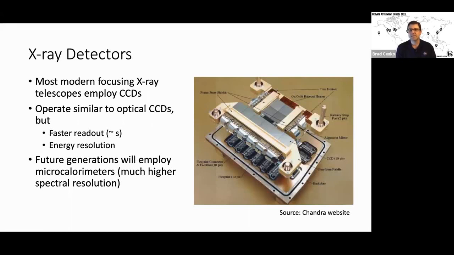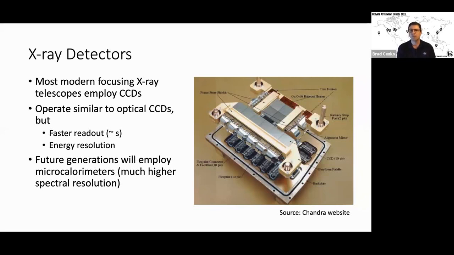So we talked about telescopes. I'm going to talk very briefly about X-ray detectors. Most modern focusing X-ray telescopes employ charge-coupled devices, or CCDs. This is very similar to what we learned about when we were going through the data reduction from optical telescopes. The biggest difference is that they have a much faster readout. Rather than taking tens of seconds, in some cases minutes, to read out, most X-ray CCDs can read out on a time scale of order a second or maybe a few seconds, in some cases smaller, depending on how large they are.